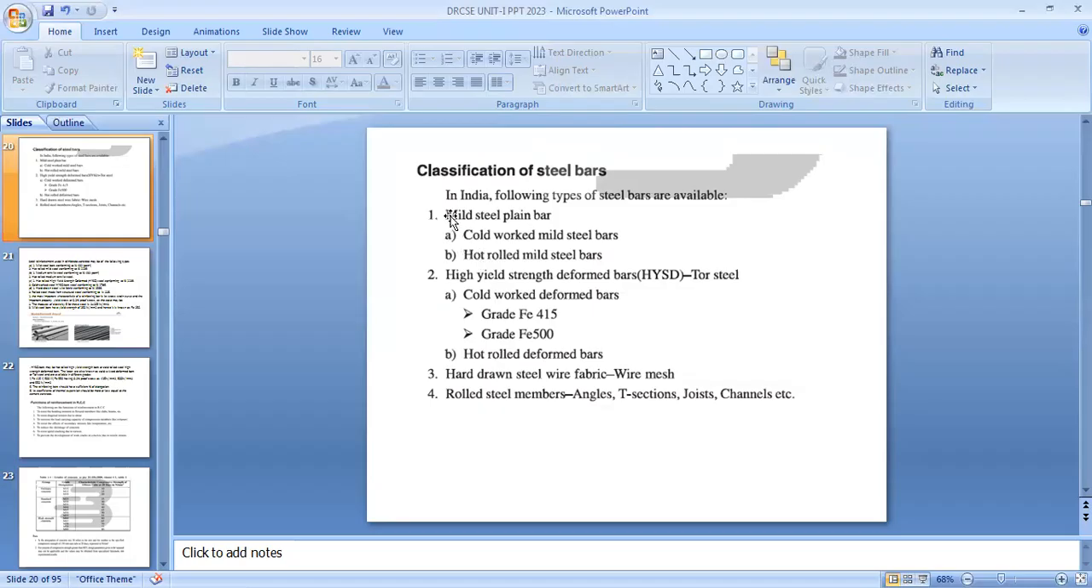So mild steel bar is mainly classified into four types: mild steel plain bar, high yield strength deformed bar, hard drawn steel wire fabric, and rolled steel sections. The mild steel plain bar is again classified into cold worked mild steel bar and hot rolled mild steel bar. The high yield strength deformed bar is again classified into cold worked deformed bar and hot rolled deformed bar. What is cold work? In the cold region we can use this bar.